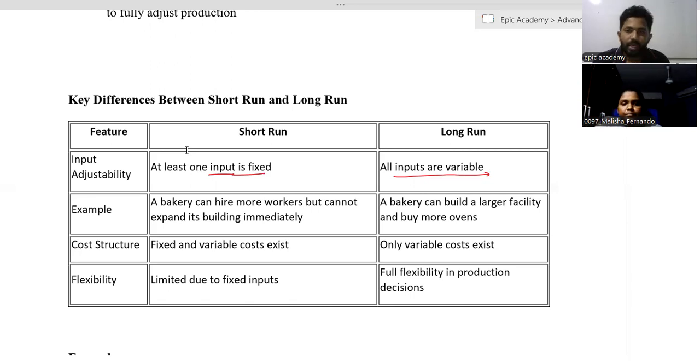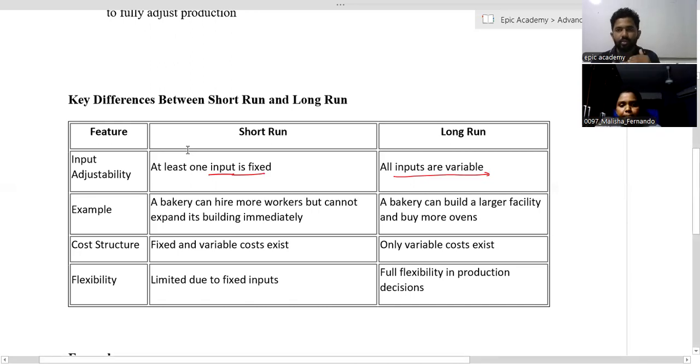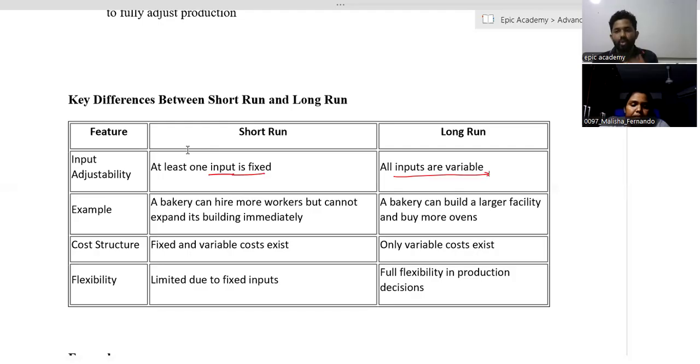So what about flexibility? What kind of decision can you take during the short run and the long run related to the production process, the entire production? But just consider that in the short run time period, your flexibility is at a limited level.